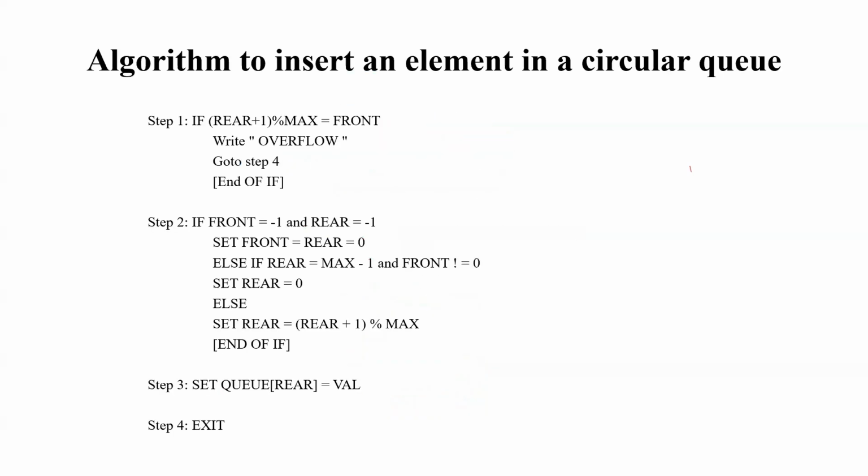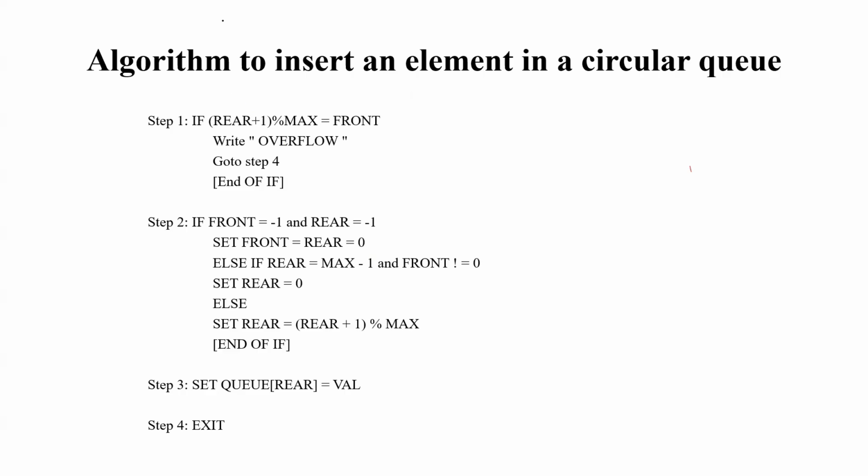So let's see the algorithm for insertion. If you want to insert an element in the circular queue, how are you going to insert? Step number 1 is (rear + 1) % max. This percentage sign is modulus. Modulus means the remainder operator.